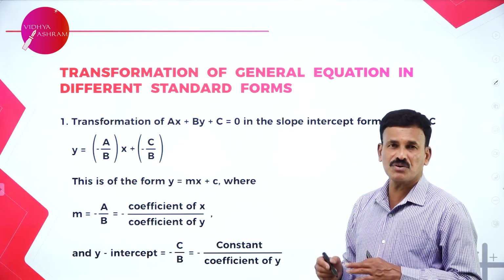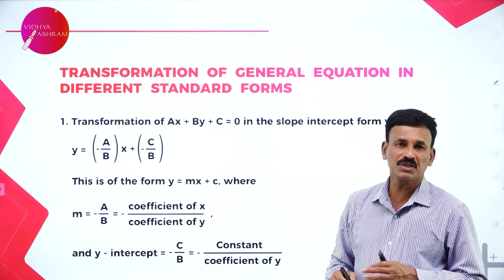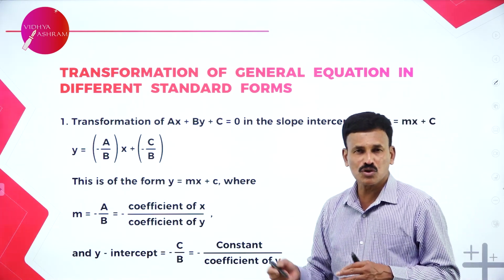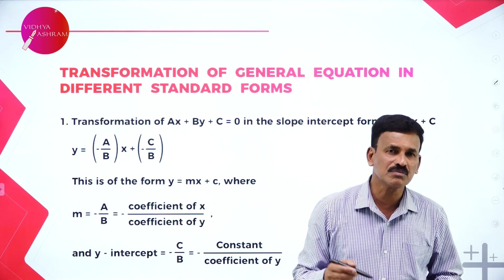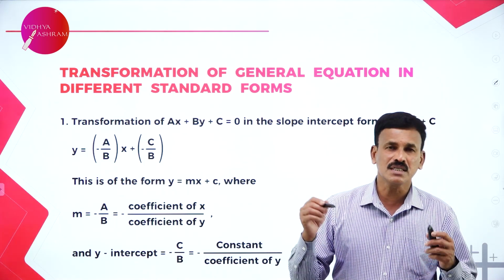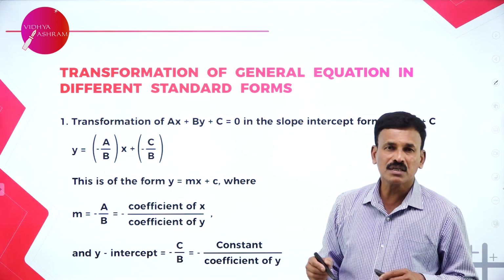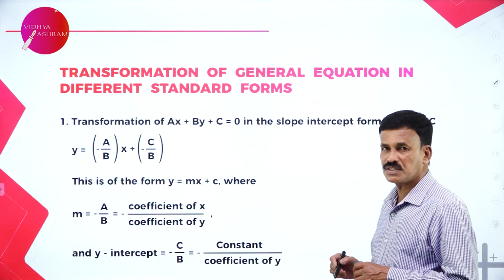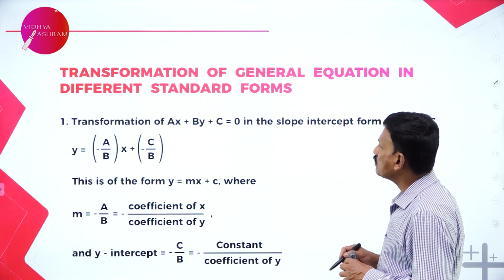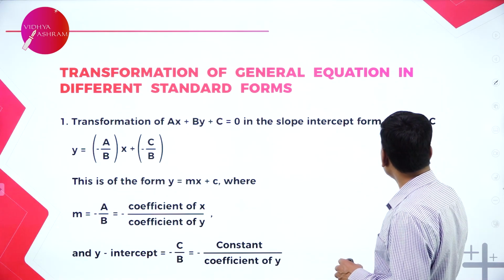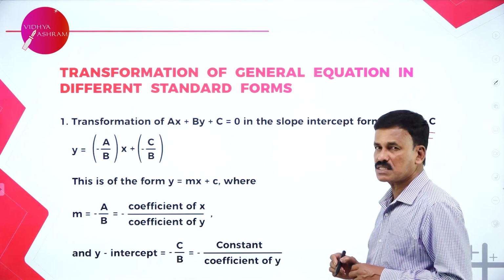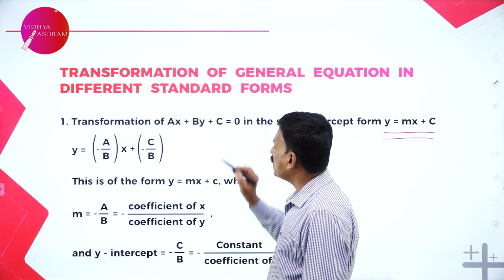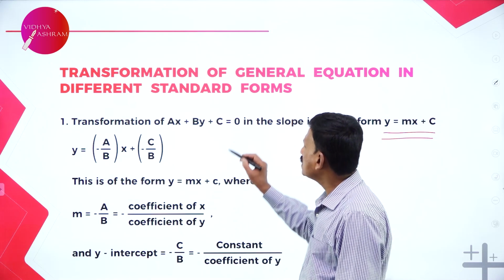So how are we going to convert a general equation ax plus by plus c into different forms like slope intercept form, two-point form, normal form, intercept form and other forms? Let us know the transformation of the equation ax plus by plus c is equal to 0 into the slope intercept form y is equal to mx plus c. Now just divide by b, enough.